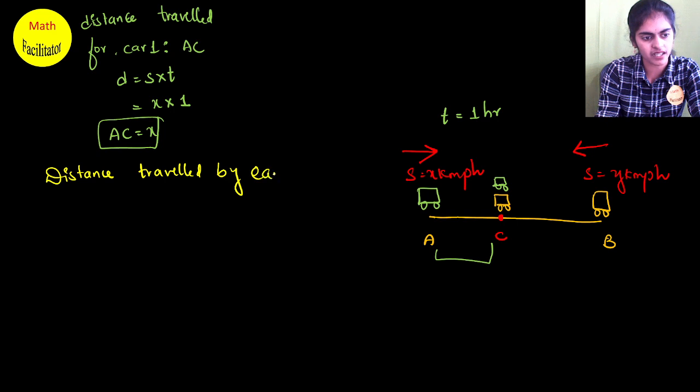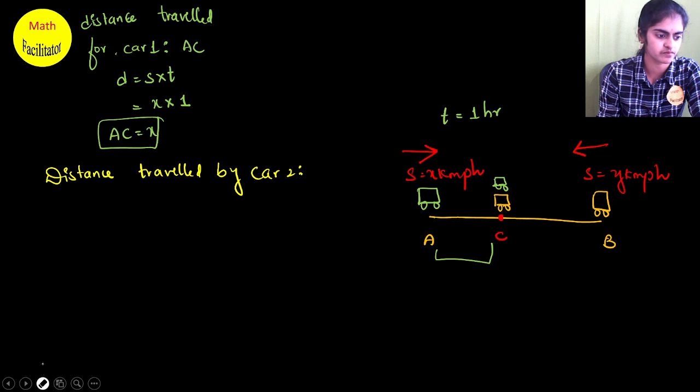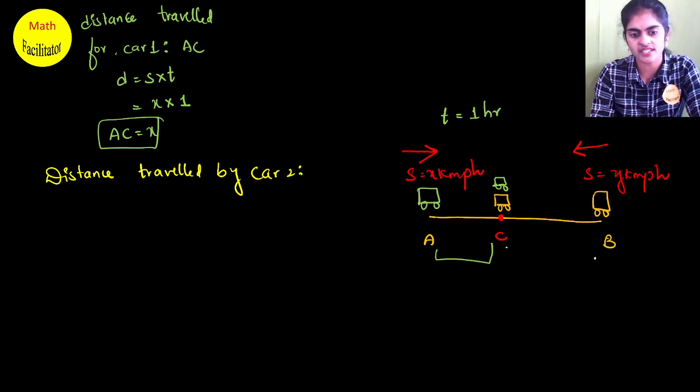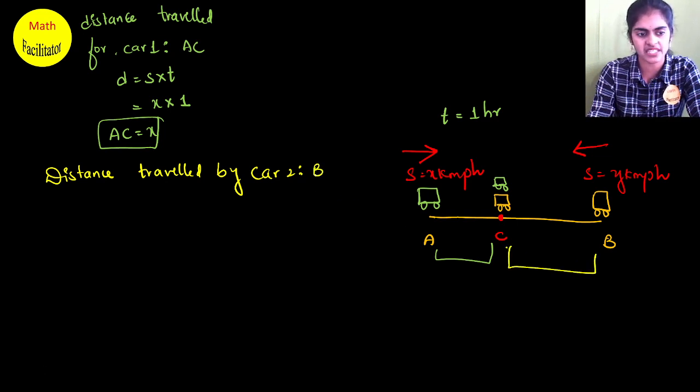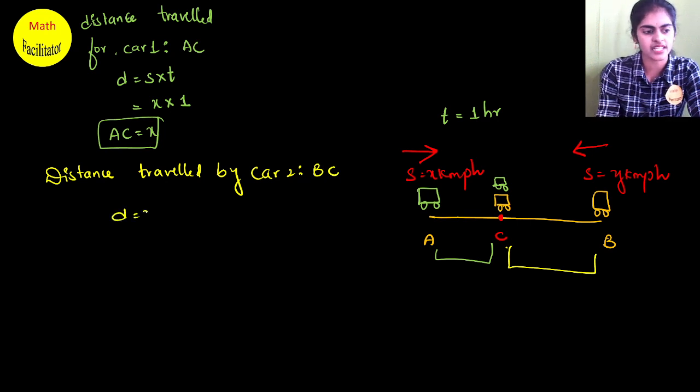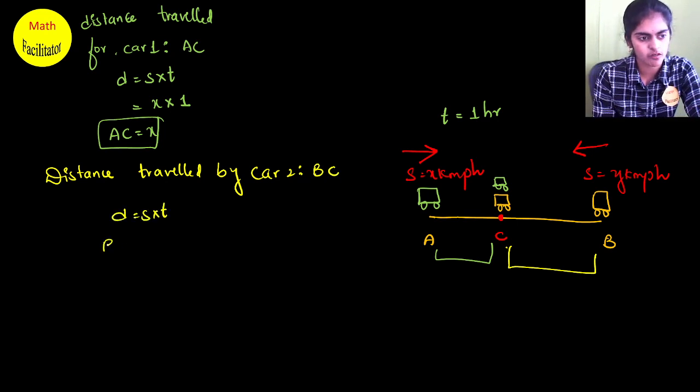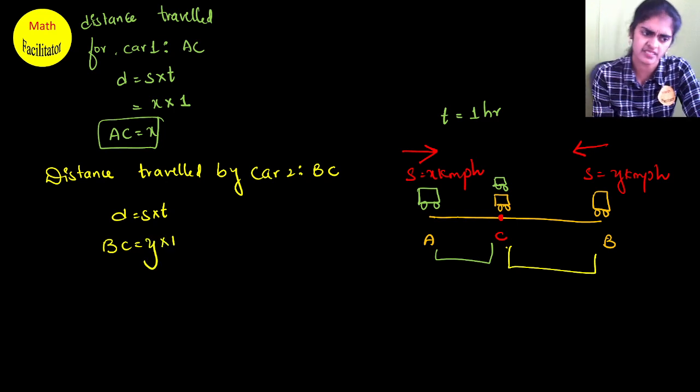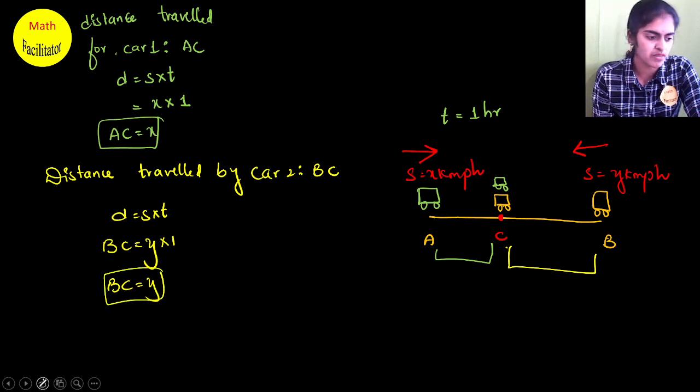What is the distance traveled by car 2? Car 2 has traveled from B to C, so BC is the distance. You know distance equals speed into time. So BC is equal to the speed, y kilometers per hour for the second car, times the time traveled, 1 hour. So BC is y.